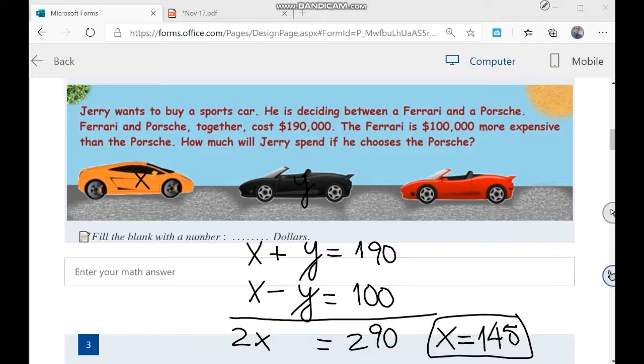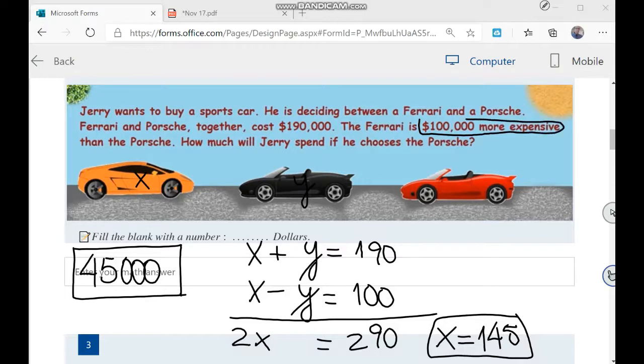This is the price of the Ferrari, $145,000. That means the price of the Porsche is going to be $45,000. And this makes a lot of sense. You know why? Because if the Ferrari is $145,000 and the Porsche is $45,000, the Ferrari is $100,000 more expensive than the Porsche. See? That's what it means to be $100,000 more expensive than the Porsche. So the answer is $45,000.